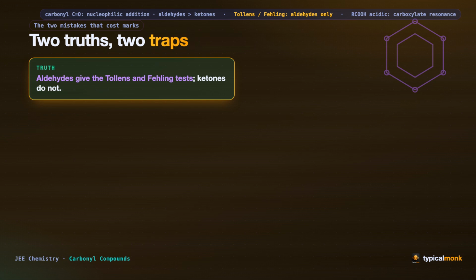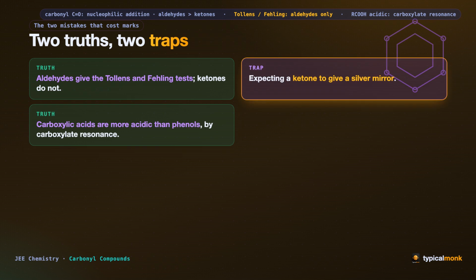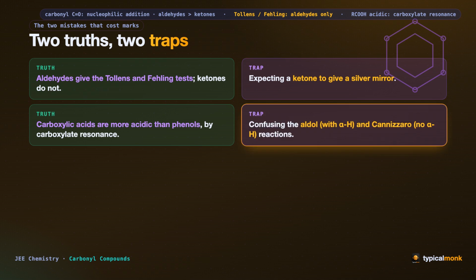Now, the 2 mistakes that quietly cost marks. The truth, aldehydes give the Tollens and Fehling's tests. Ketones do not. The trap, expecting a ketone to give a silver mirror. The second truth, carboxylic acids are more acidic than phenols because of carboxylate resonance. The second trap, confusing the aldol reaction, which needs an alpha hydrogen, with the Cannizzaro reaction, which needs none.